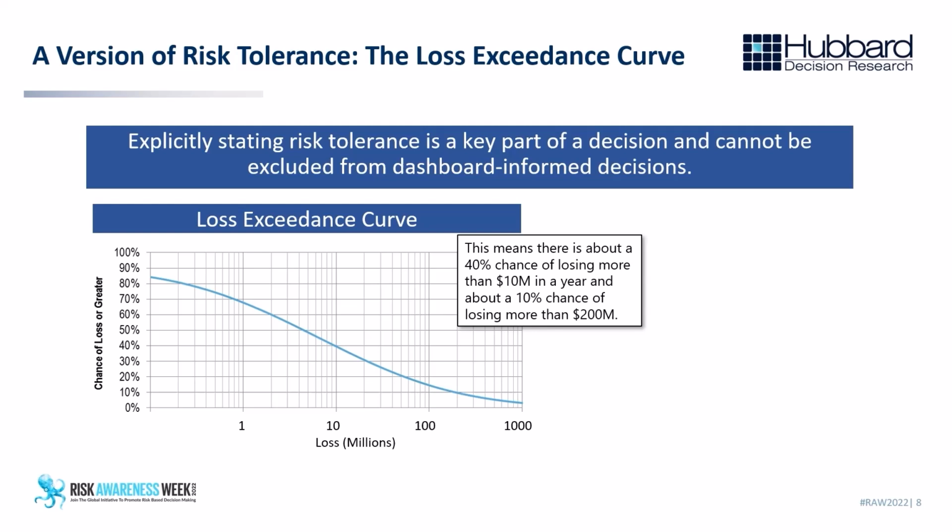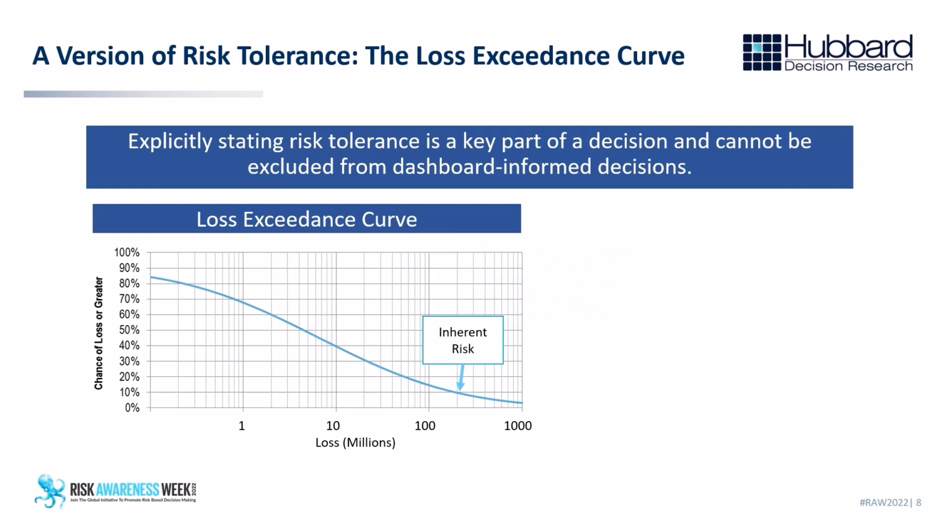Now, what we might do is just refer to this as an inherent risk curve. This is our current state of risk before we apply other discretionary controls and mitigations. After we apply those controls and mitigations, we hope to get a lower risk curve. We'll call that the residual risk curve.